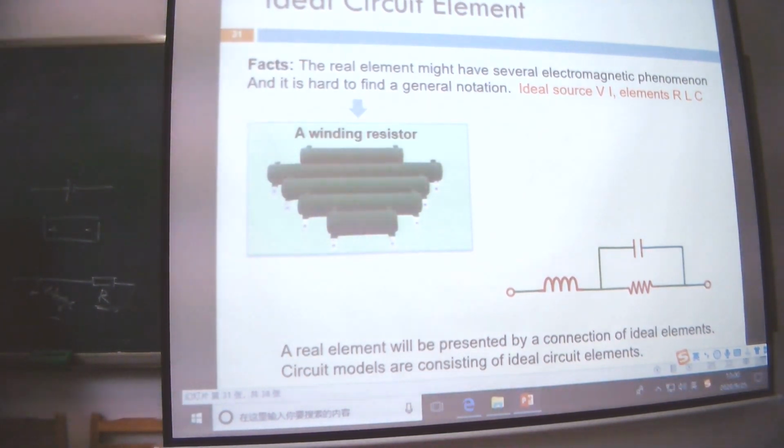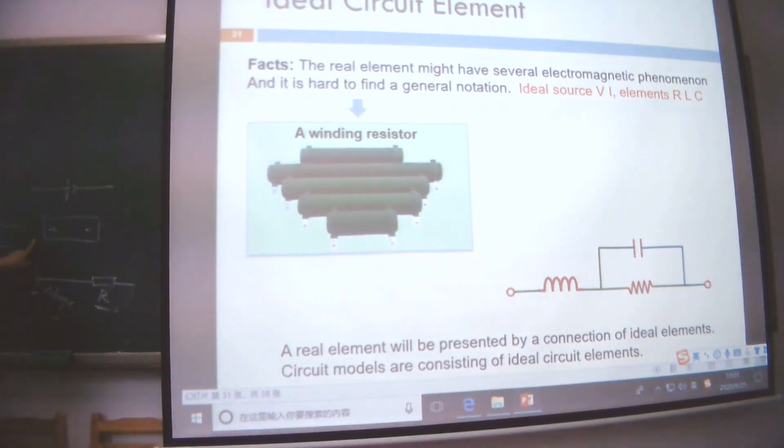This one, no resistance. Okay. And we also have this one and this one. We say all the elements are ideal elements in the circuit analysis, since the circuit analysis is just for ideal circuit elements. It's not for the real one.